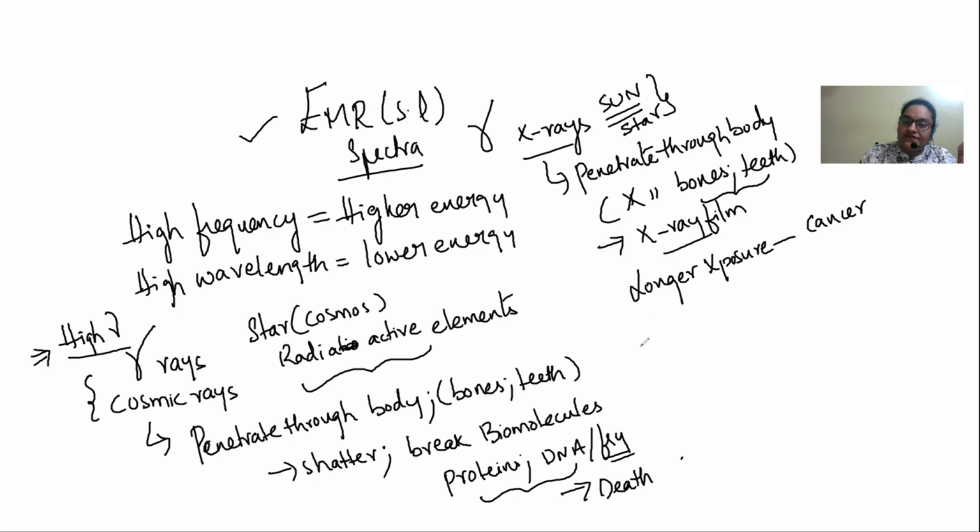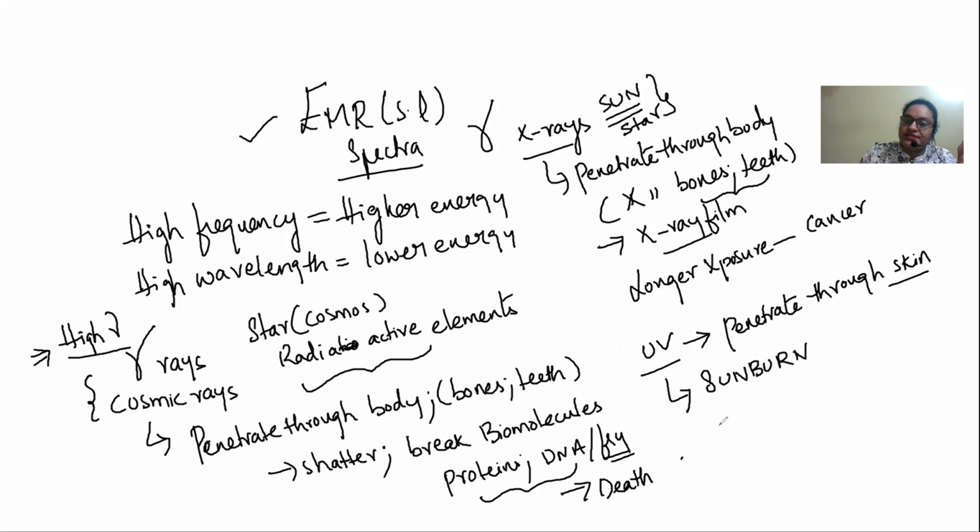Next, we are going to have the ultraviolet rays. These ultraviolet rays have lower frequencies compared to the gamma rays as well as the X-rays. These can only penetrate through your skin, that is, the upper layers of the skin. So if you get exposed to the ultraviolet rays, this is going to lead to sunburn, or skin burns.